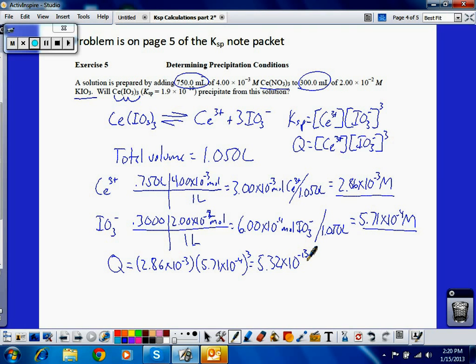Okay. That's Q. K is 1.9 times 10 to the negative 10th. Q is less than K, so no precipitate. And that's how I predict whether or not a precipitate will form.